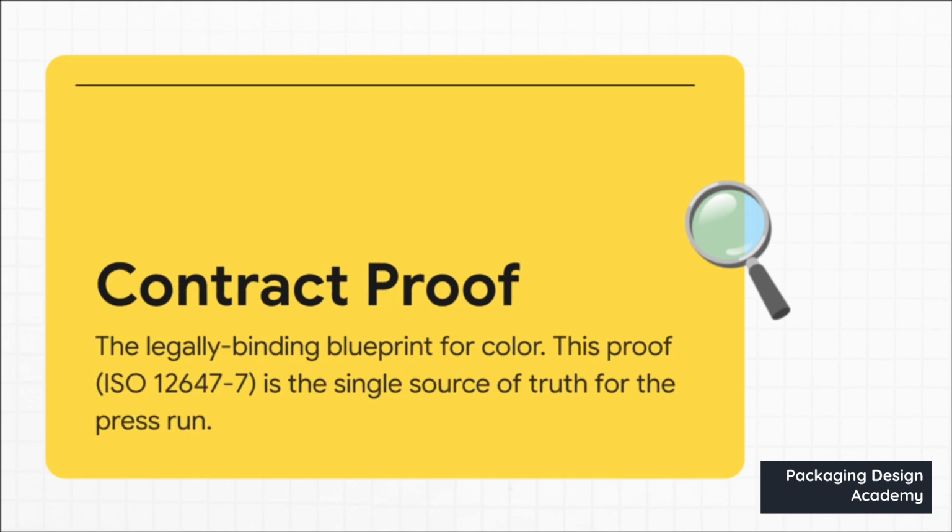And that brings us to the contract proof. Now, this is not just any old printout from the office inkjet. A true contract proof, one that meets strict international standards, becomes the legally binding blueprint for the entire job. It is the one single source of truth that everybody, the designer, the client, the printer, everybody agrees on. The final press run is judged against this one single document.